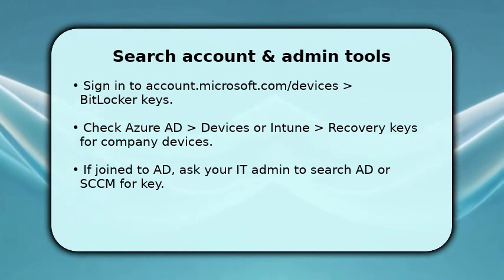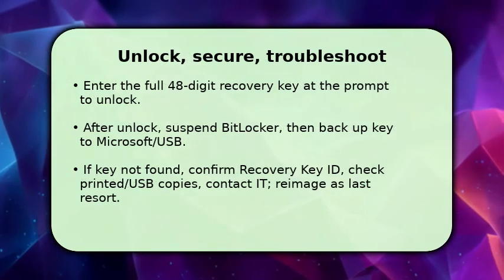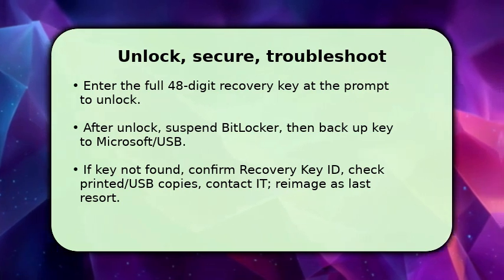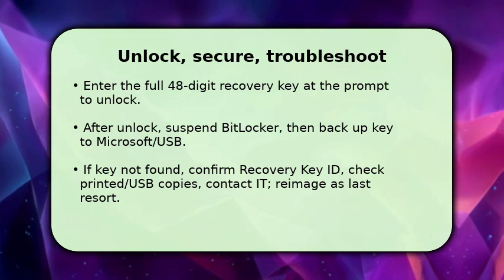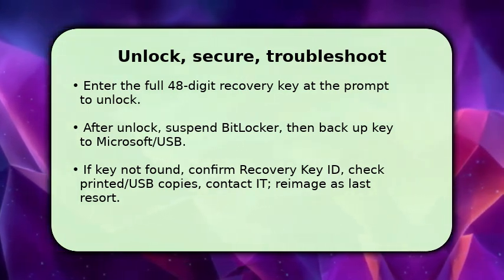Finally, enter the full 48-digit recovery key shown in your account or provided by IT to unlock the drive. Type it carefully and press Enter. Once Windows starts, suspend BitLocker, decrypt if needed, and immediately back up the new recovery key to your Microsoft account and an external USB or printed copy.